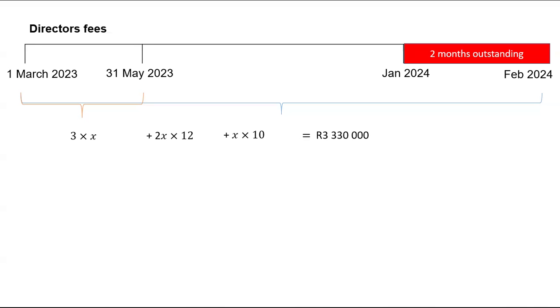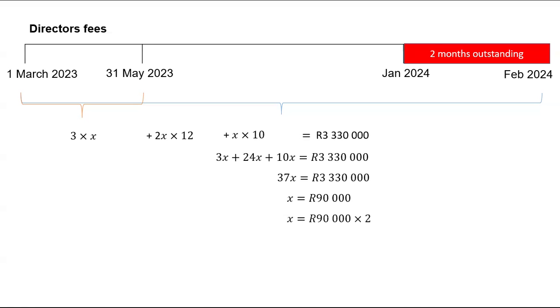What I'm going to do is add all my x's. So I'm going to have 3x plus 24x plus 10x. That will give me 37x, and then divide both sides by 37, it will give me 90,000, right? It means each director per month was earning 90,000, right? But we want those 2 months that are outstanding, which will give us 180. So we need to take this 180 and increase our director's fees by that 180.